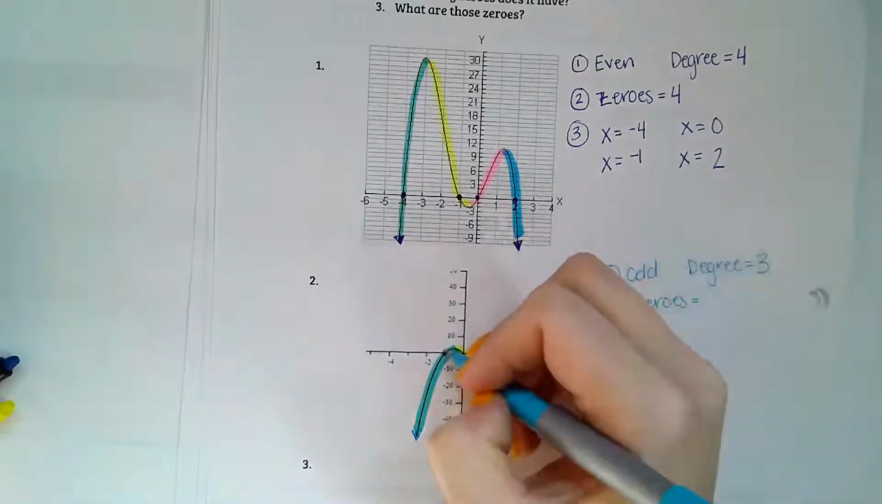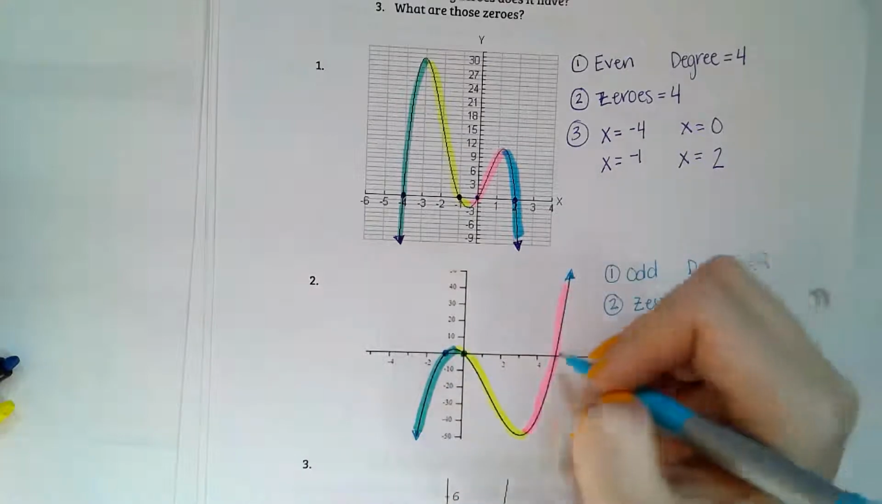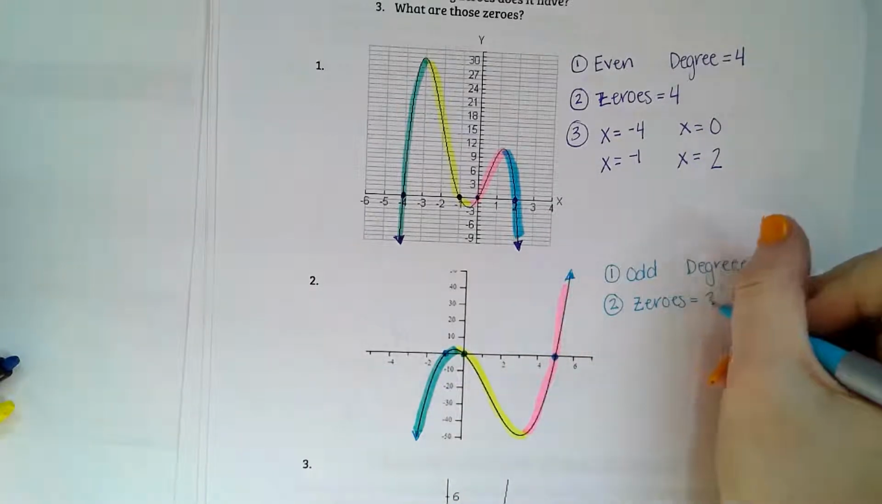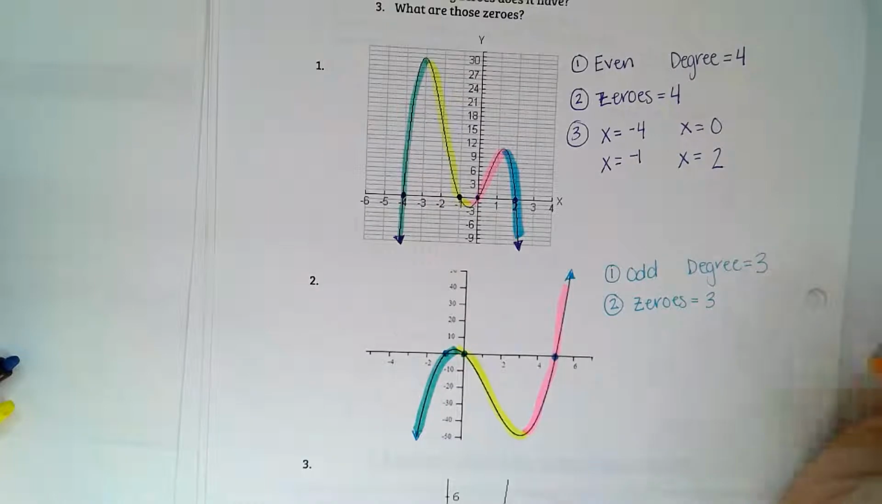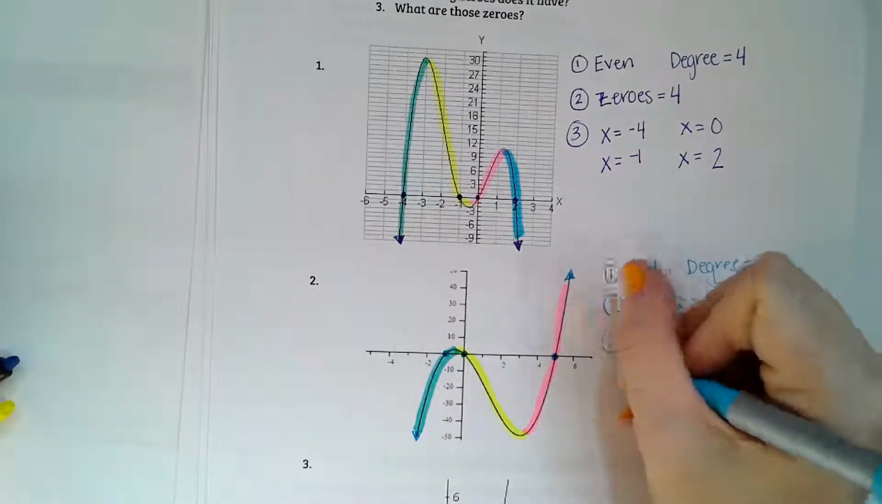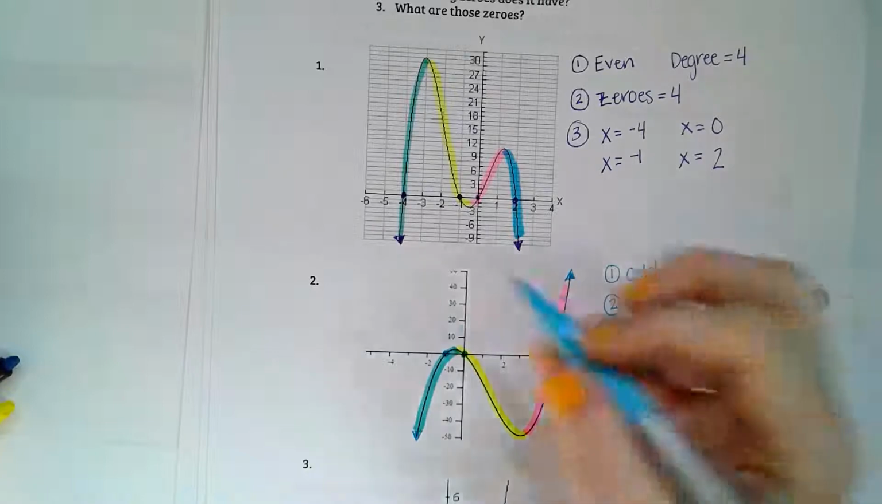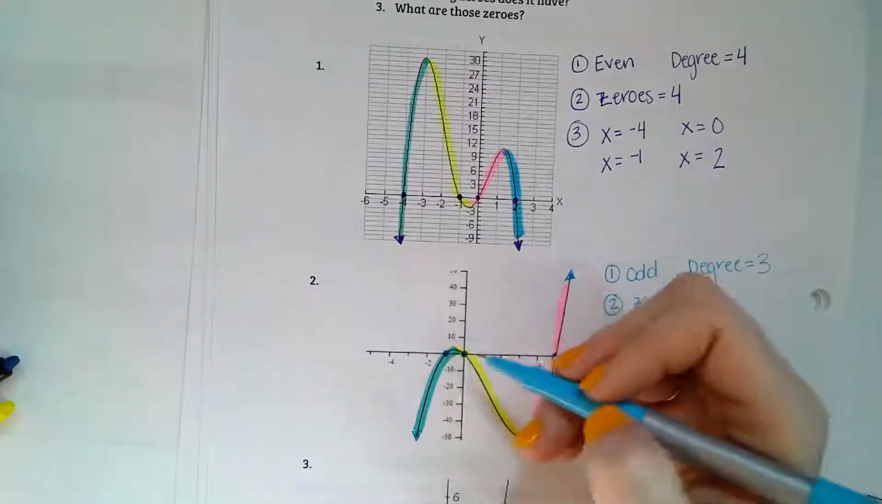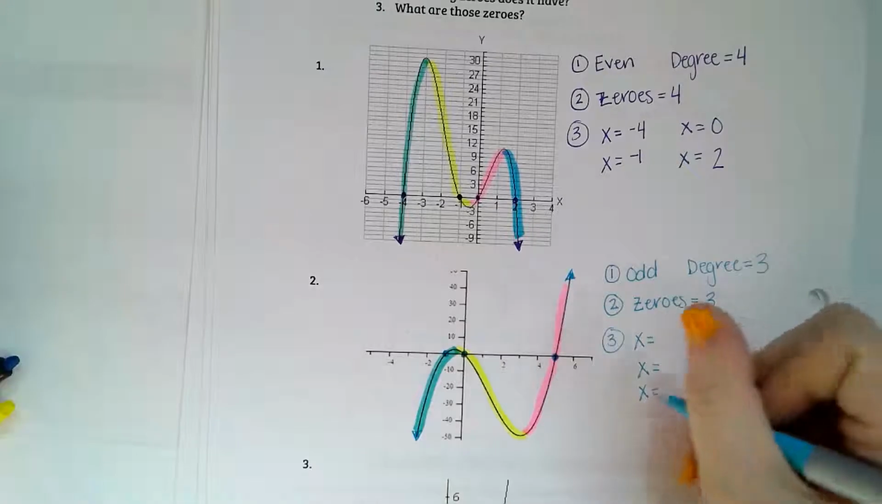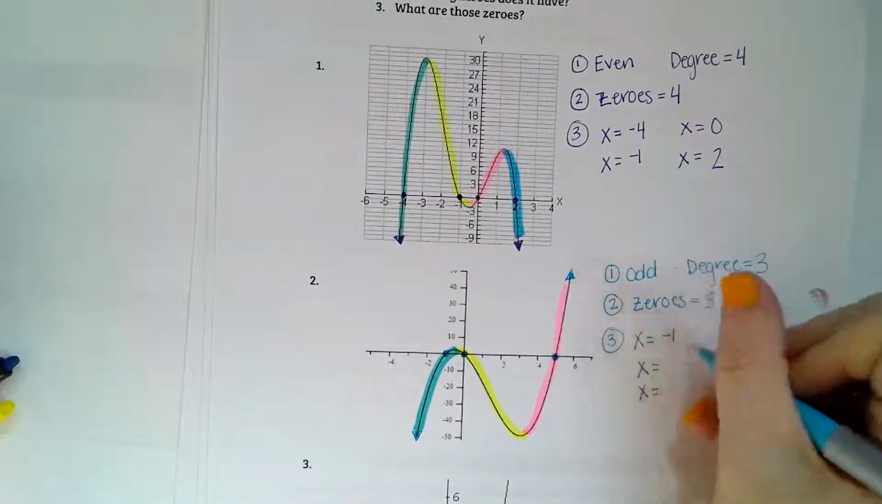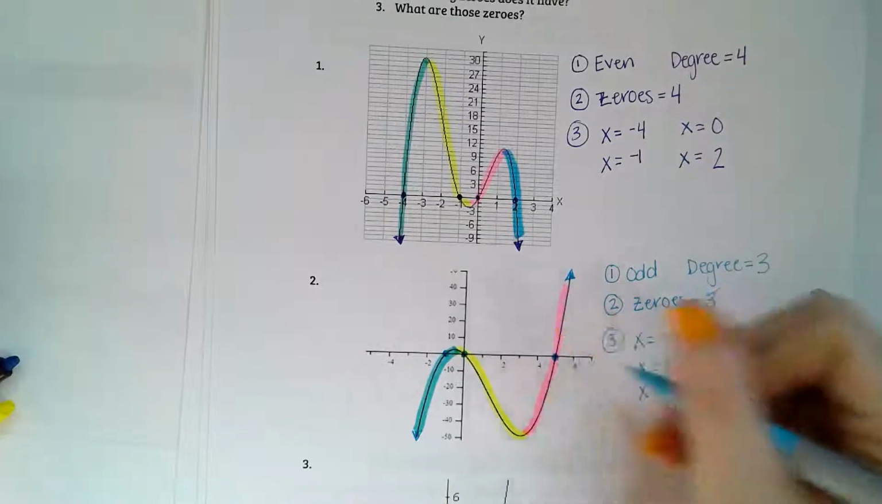Then we cross 1, 2, 3 times. So we have 3 zeros, which match. So that's good. So x equals, and x equals. This one here is at -1, 0, and then 5.